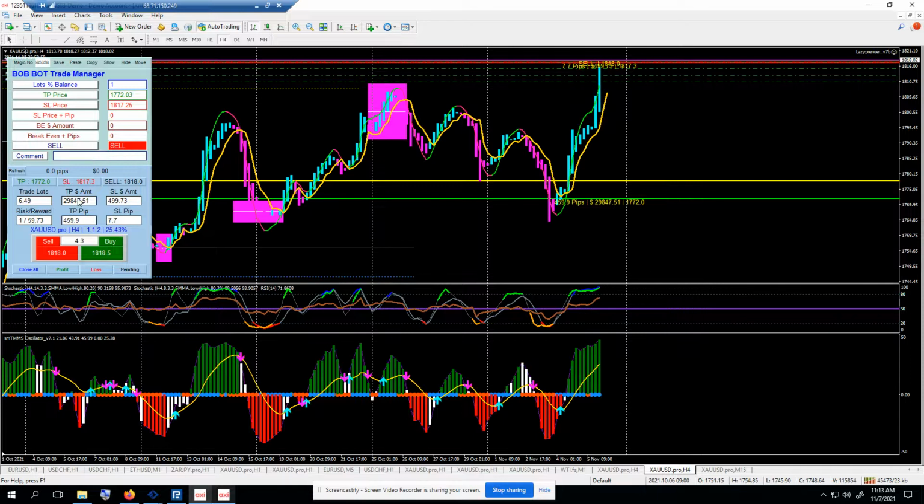So the stop loss is 500. You can round it up or round it down. The take profit is 29,847. That's a lot of money. Plus 29K, and then the risk to reward is 1.59. Is that right? Wow, 1.59.